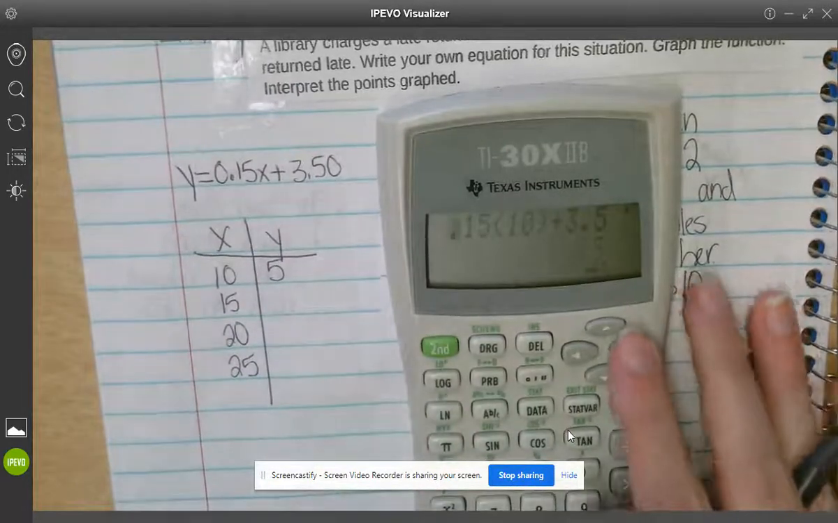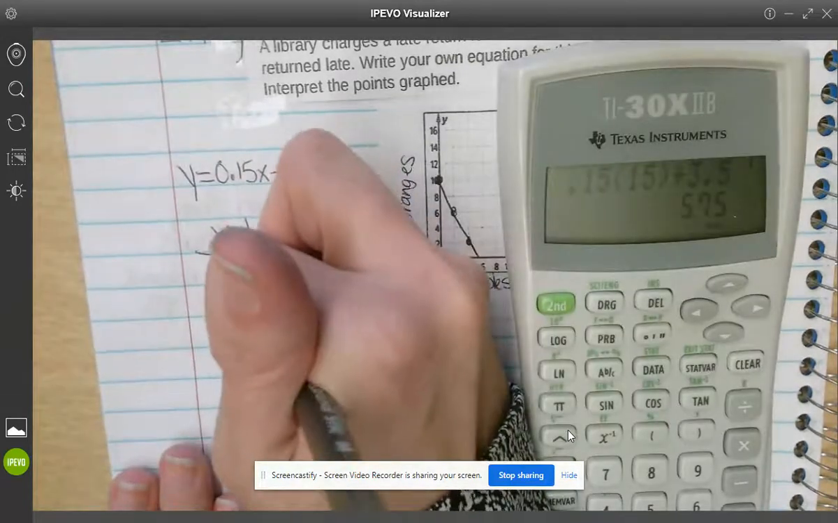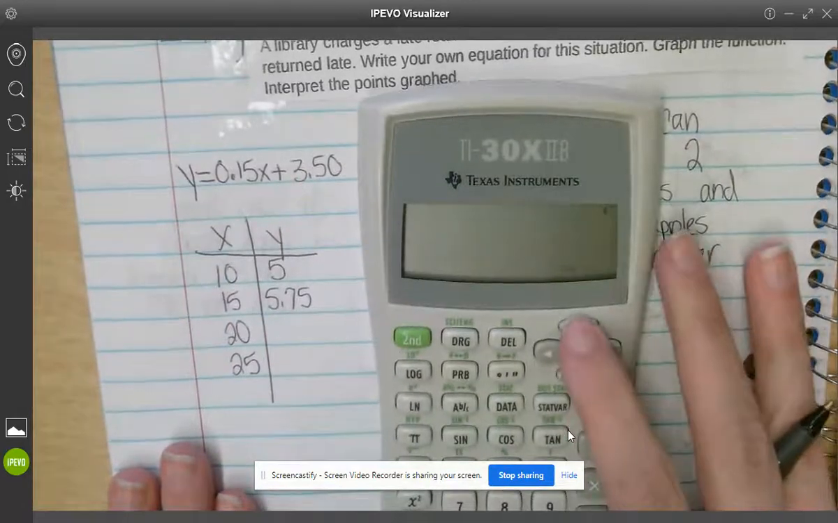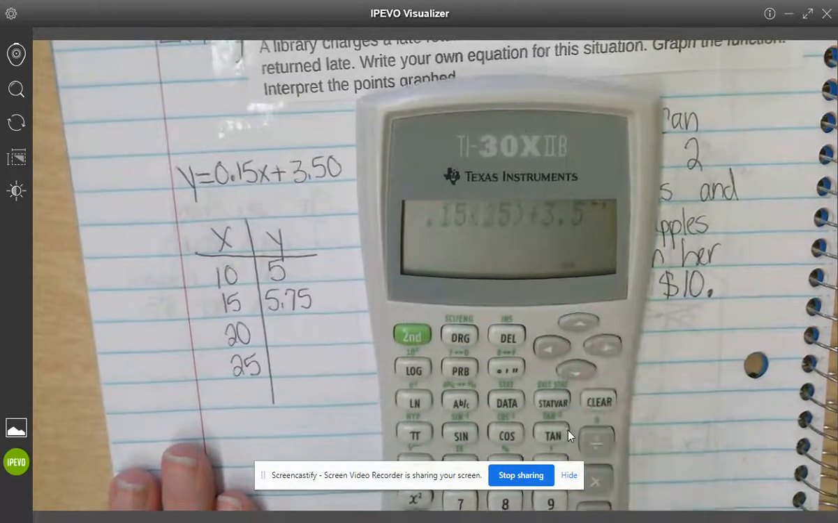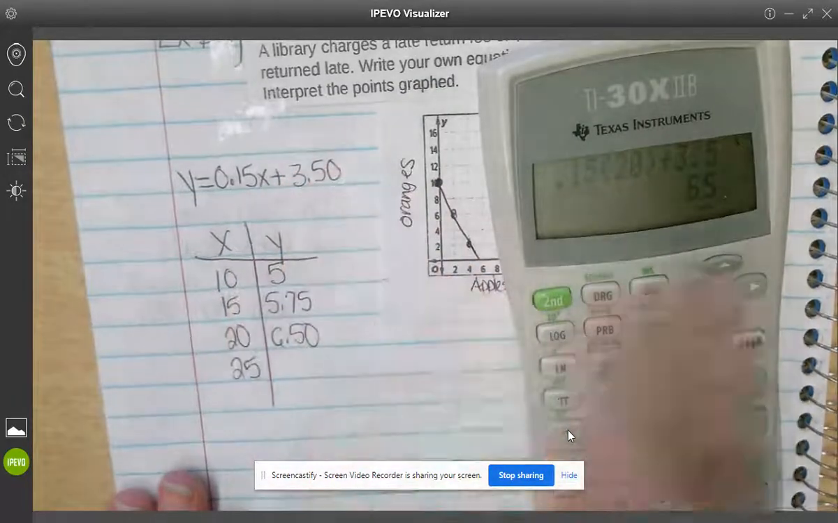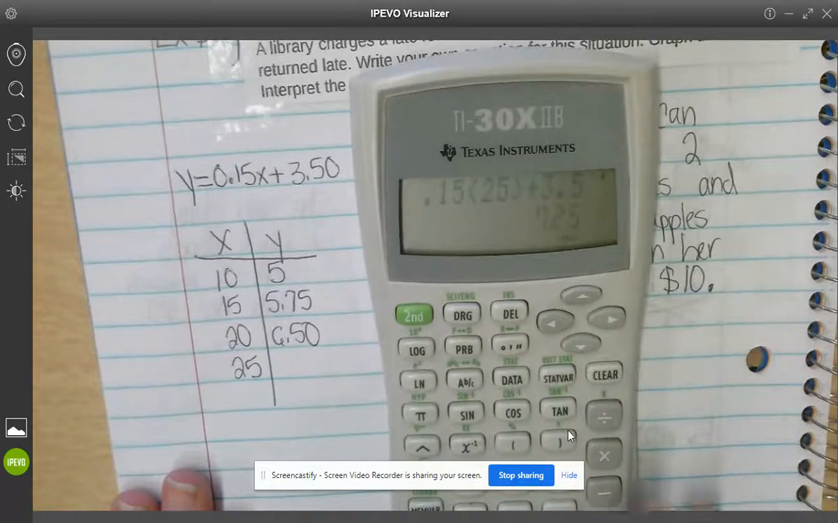If you have a calculator like mine, all you have to do is go back through and change the 10 to a 15. 5.75. Now I'm going to go through. I can go up and it brings it back up. Change it to a 20. 6.50. And then 7.25.